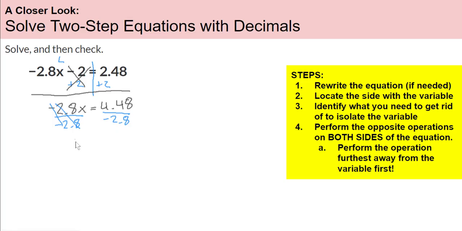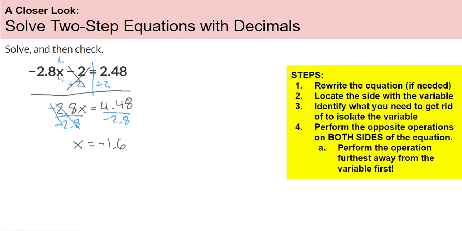So that means I'm left with x equals, is it going to be positive or negative? You have a positive divided by a negative, so my answer is going to be negative. So then all I need to do is do 4.48 divided by 2.8 and we'll get our answer, -1.6.